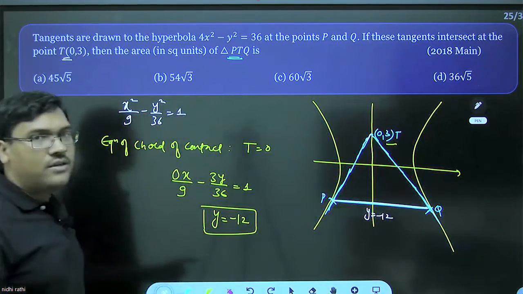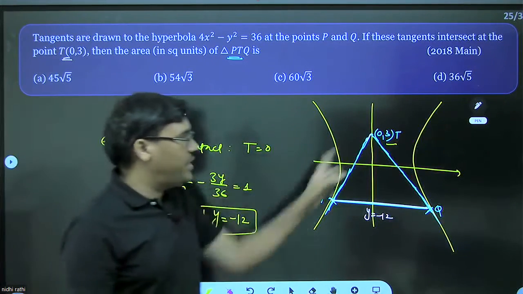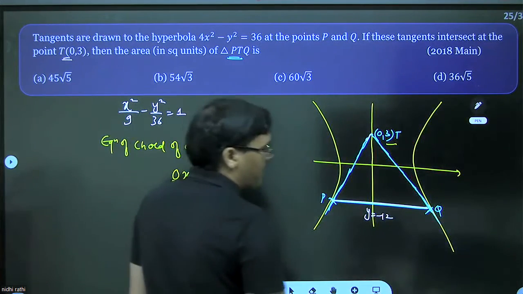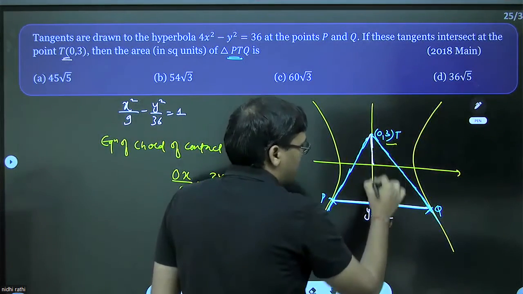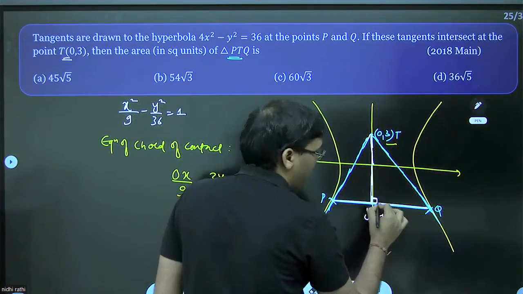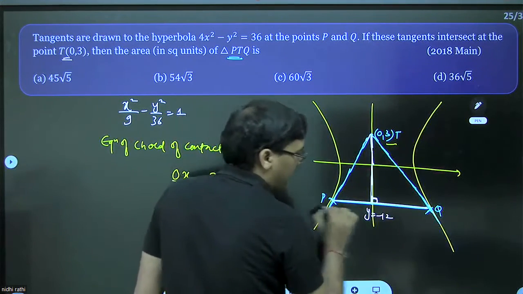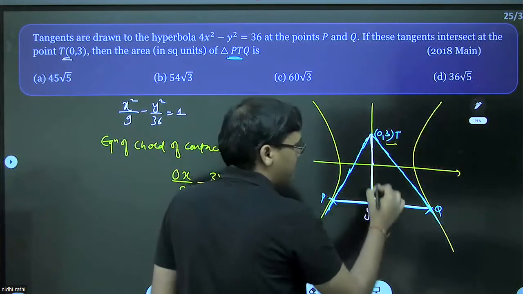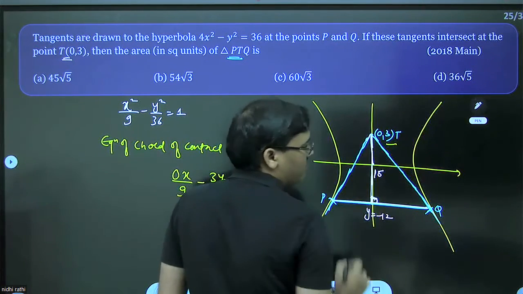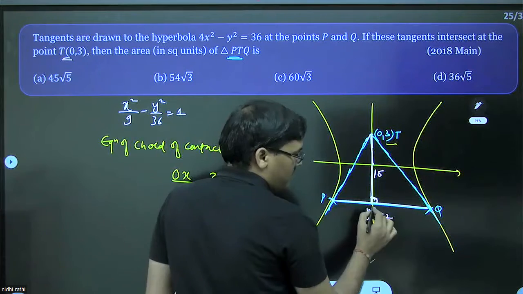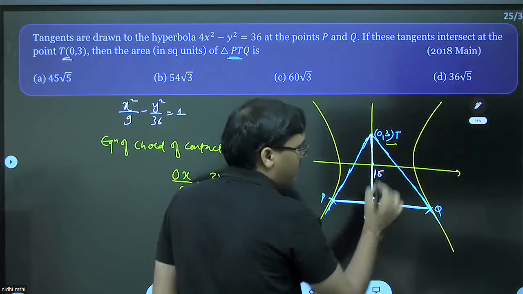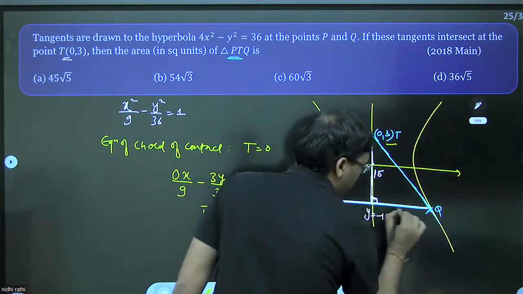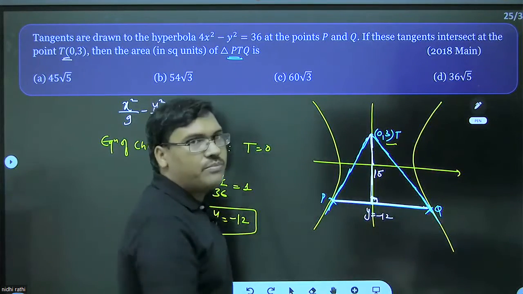Now we have to find the area of this triangle PTQ. How will you get it? Understand this. We can find this distance. This is the y-axis, and this line is parallel to the x-axis, so obviously this will be perpendicular. This distance is equal to 15. Why 15? Because this is (0, 3) and this is (0, minus 12). So the total distance is 15. If you can find the base, you can easily get the area of this triangle.